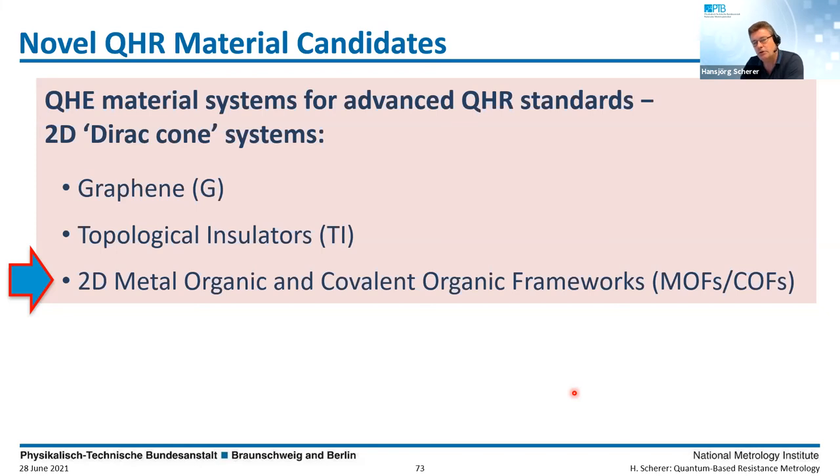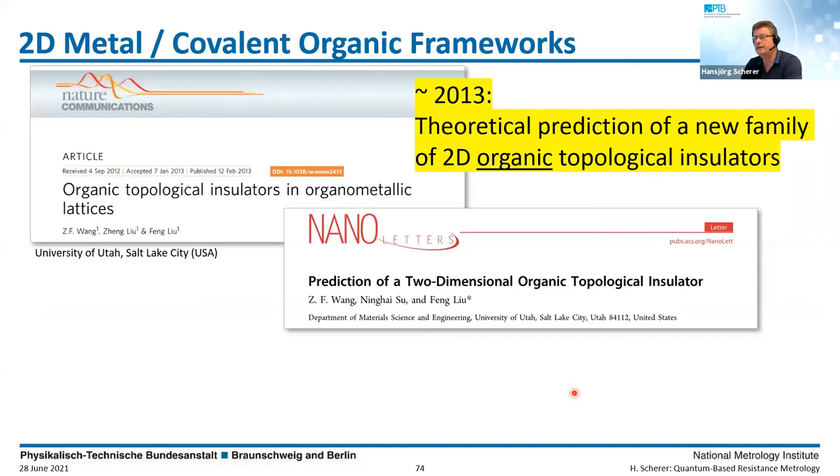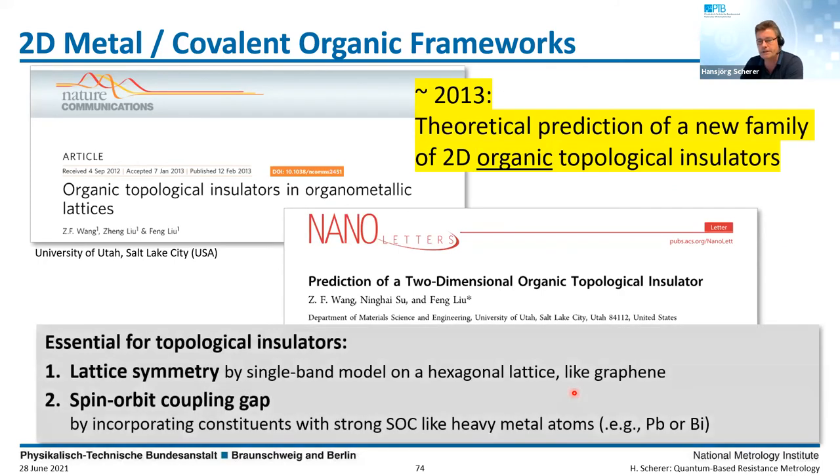The last point is a very recent development: the discovery of 2D metal organic or covalent organic frameworks, which came to interest lately. Here, maybe one of the first two publications in 2013 gave a theoretical prediction of a new family of organic topological insulators. As in all these typical systems, there are two essential components. First, you need a lattice symmetry provided by a hexagonal lattice, for instance, like graphene. And second, you need spin orbit coupling, for instance, by incorporating atoms with strong spin orbit coupling, like heavy metal atoms, as was pointed out in the talks before already.